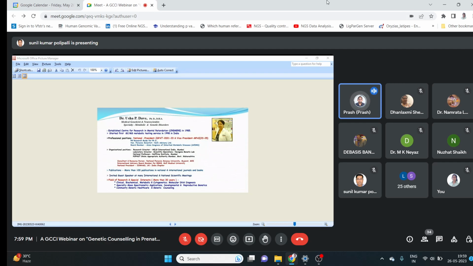We have three chairpersons. Sunil Pulipalli is a senior scientist at Maulana Azad Medical College. Nayaz has had years of experience working at various institutes as an industrial expert and as a principal scientist. And we have Dhanlakshmi Shetty, who is a senior scientist and genetic counselor at ACTREC in Mumbai. Nayaz and I founded this GCCI. That was how we incepted it 3 years ago. Thank you so much.